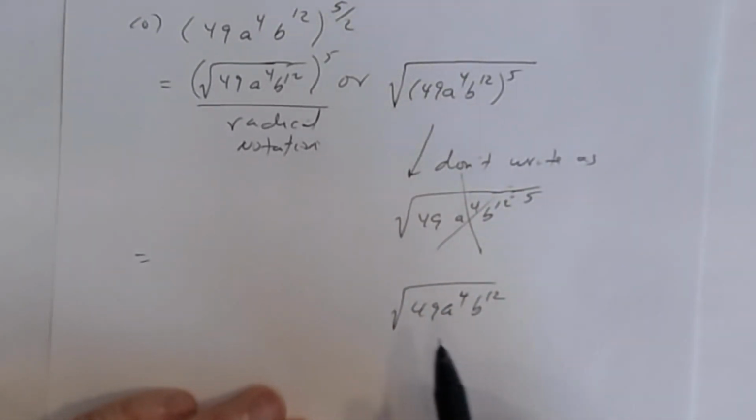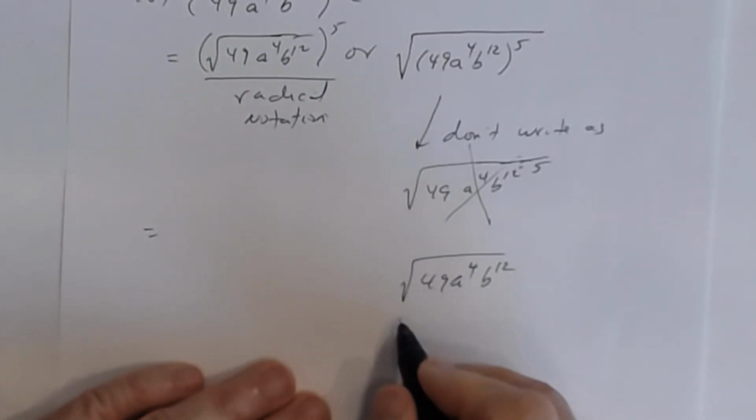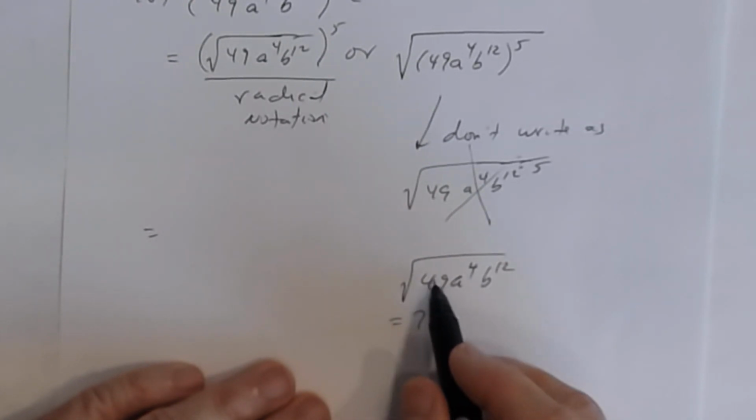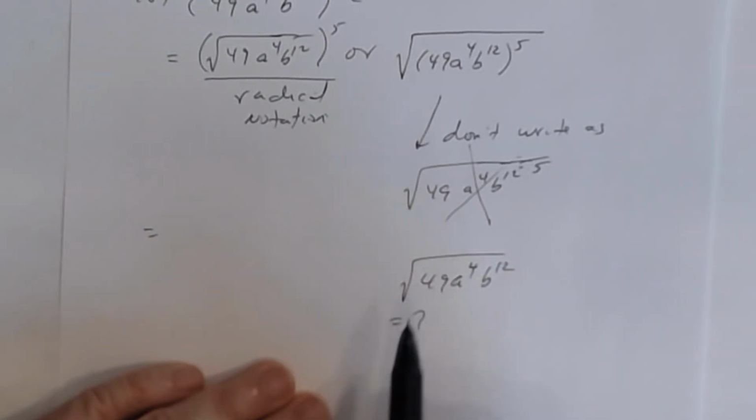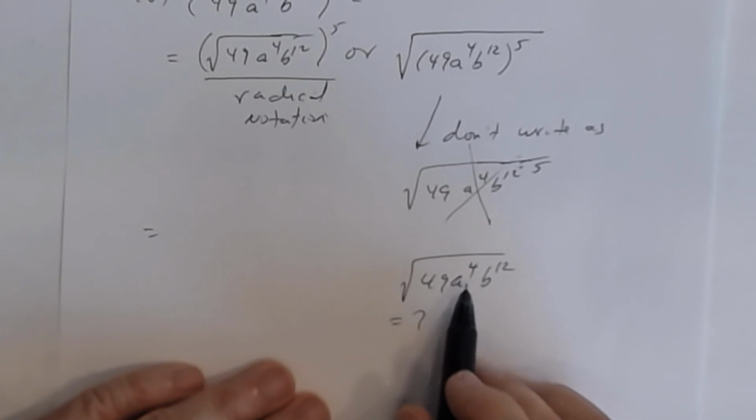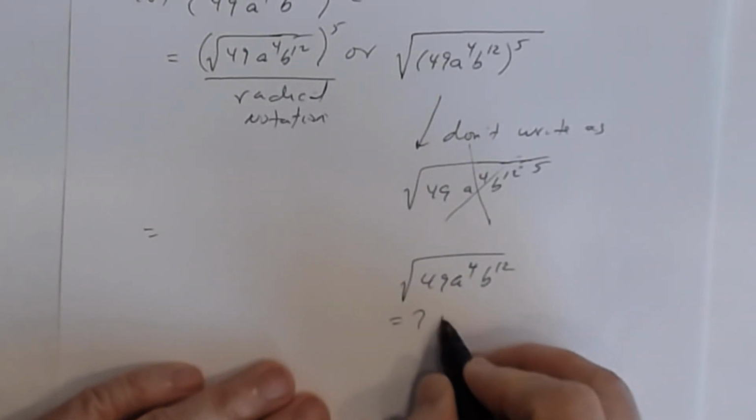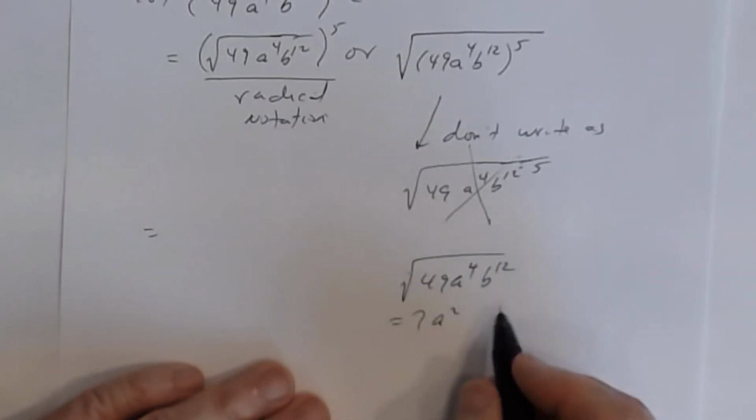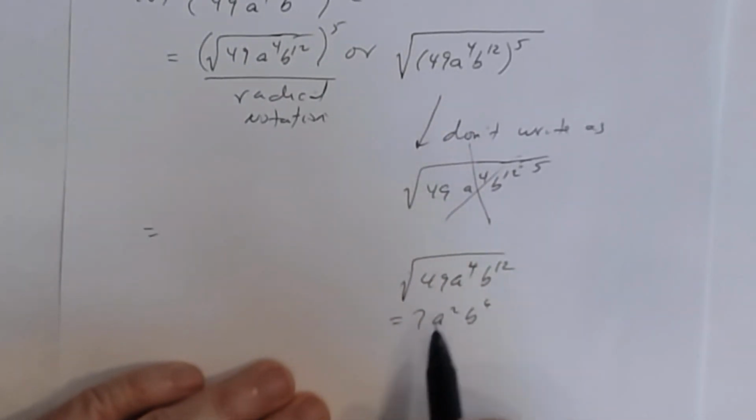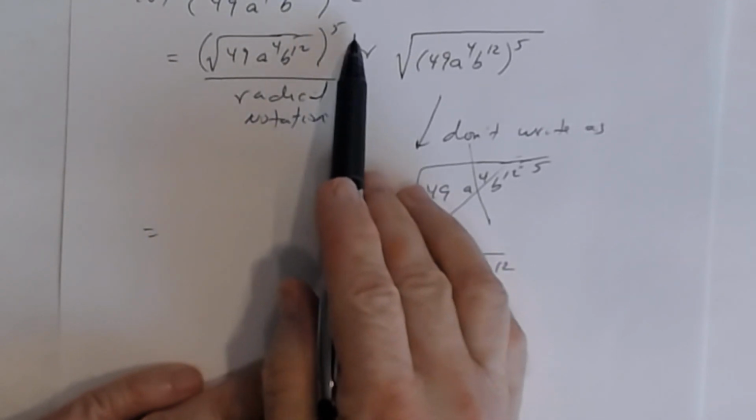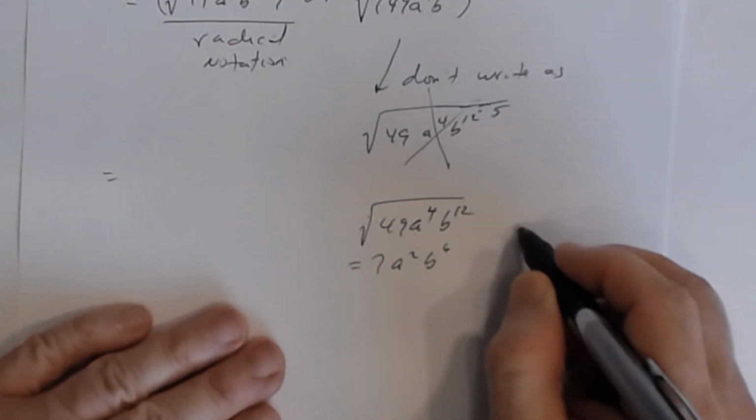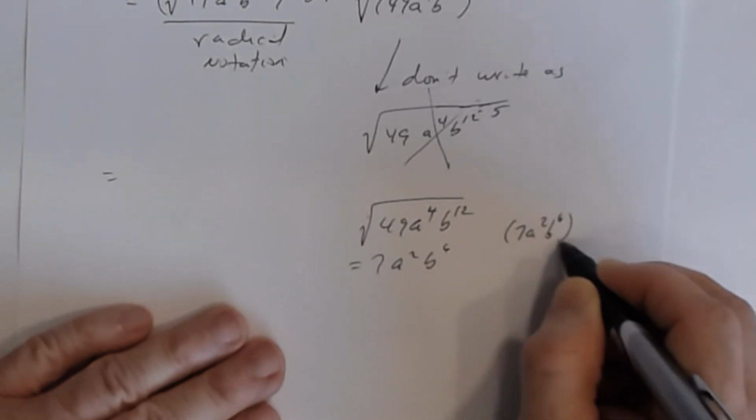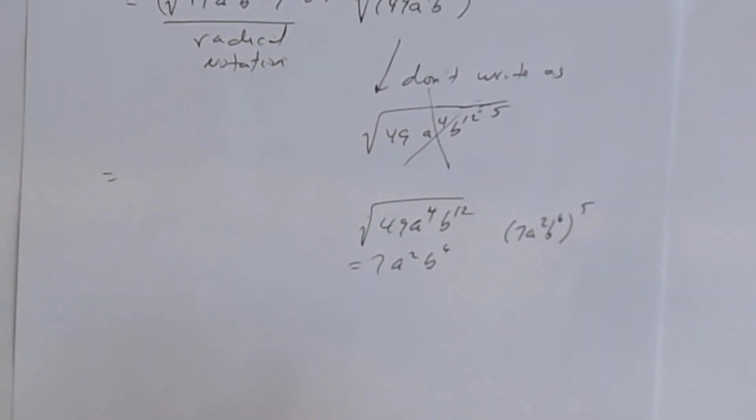So let's look at that first. The square root of 49 is 7, because 7 times 7 is 49. The square root of a to the fourth: 4 divided by 2 is 2, so that's a squared. The square root of b to the 12th: 12 divided by 2 is 6, so that's b to the 6th. So that's what this is. But remember, you've got to raise it to the fifth power. So now we have 7a squared b to the 6th, now raised to the fifth power.